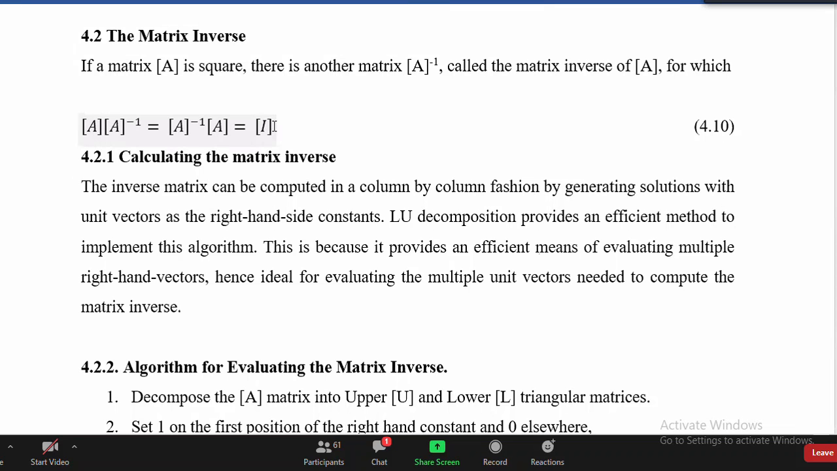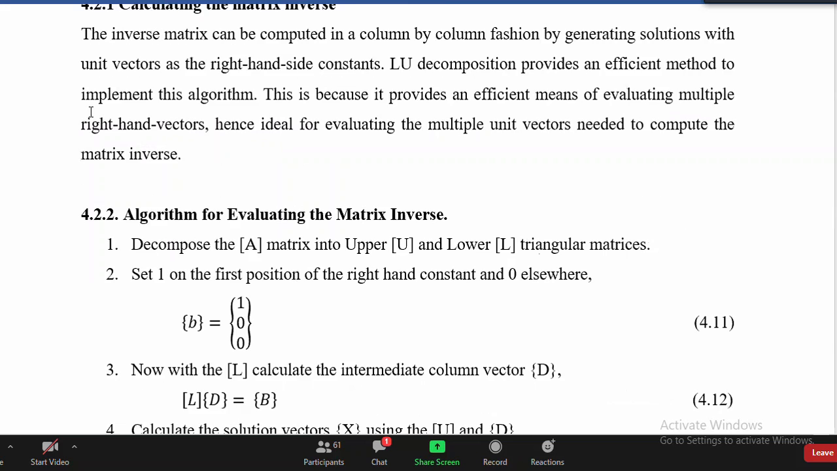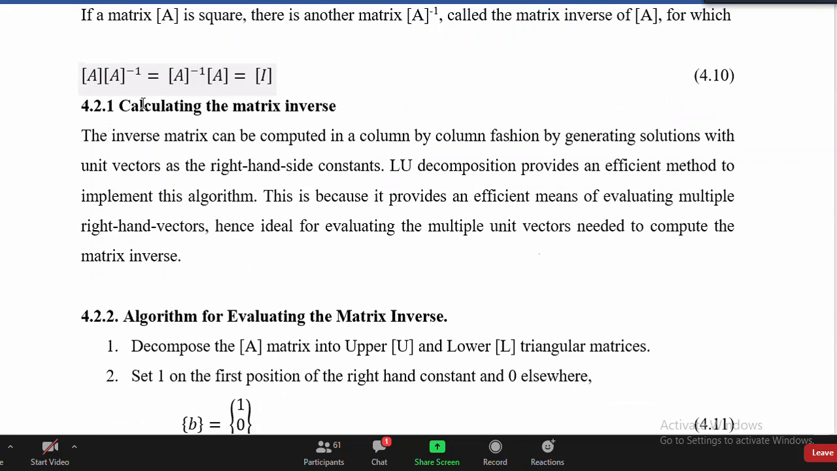And I told you, you know what is identity matrix? Is it the one with one in the diagonal or one all over the elements? You should know the identity matrix. Please look for it and learn about the properties of the identity matrix.